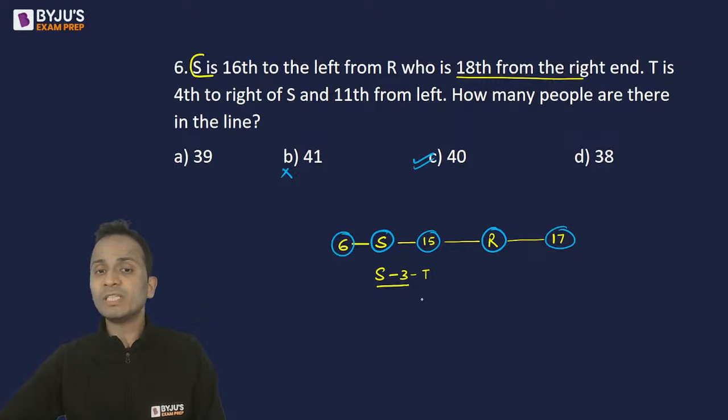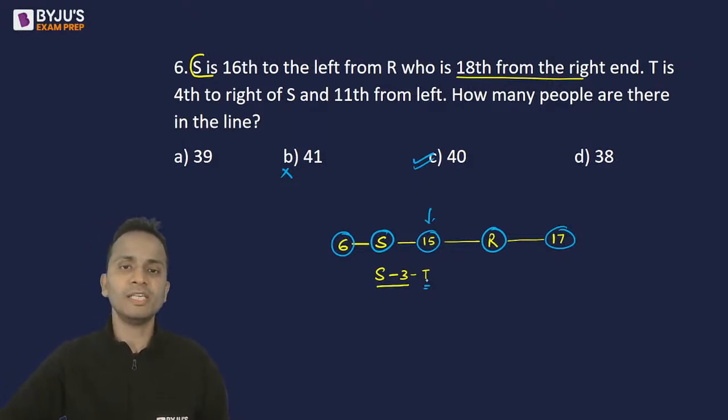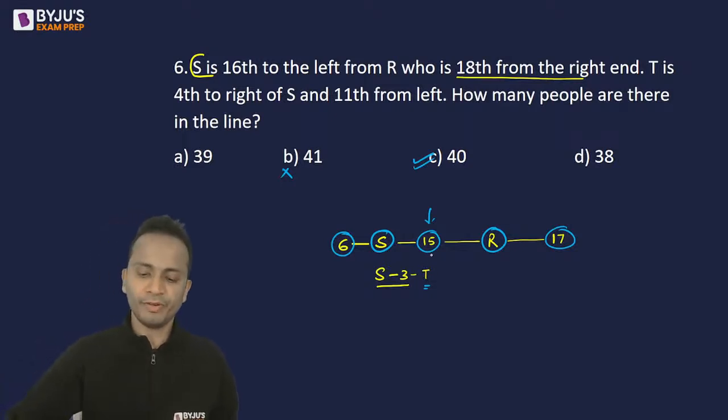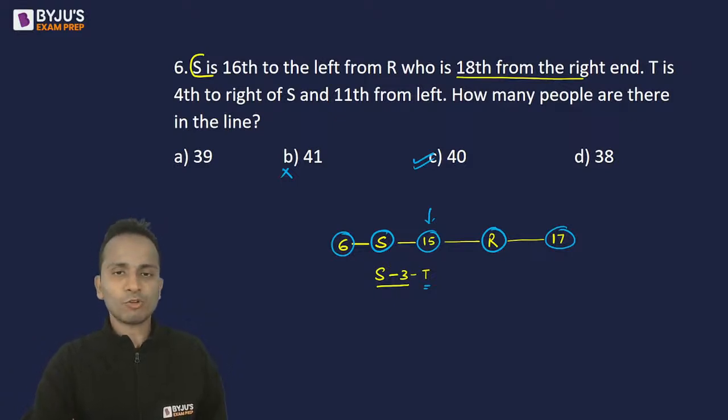Now, if you have counted T as well, T should not be counted because T is among those 15 people who are between S and R. So T should not be counted again. T is already counted in those 15 people between S and R. So the correct answer will be 40, not 41. Alright, so that was question number 6.